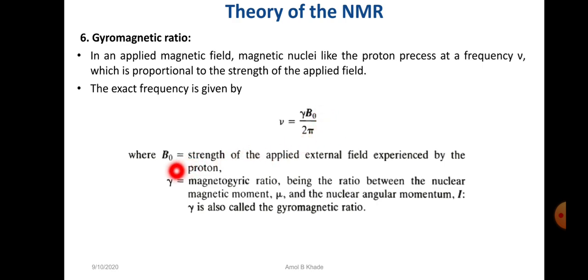B0, we know, is the strength of the applied external field experienced by the proton, and gamma is nothing but the magneto-gyric ratio or gyromagnetic ratio, which is the ratio between the nuclear magnetic moment mu divided by the nuclear angular momentum I.